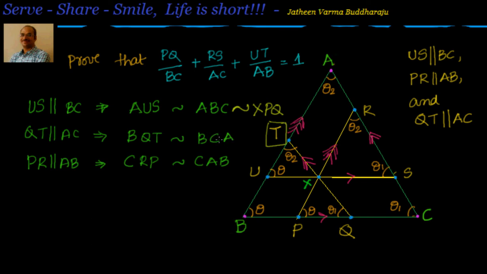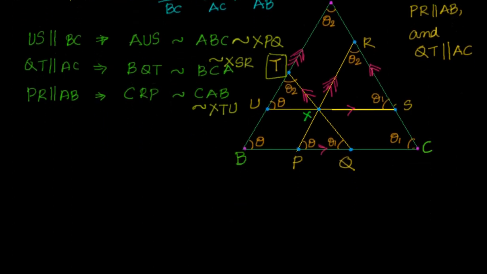Similarly, here you can see not only BCA, that is also similar to, where are we? BCA. That means angles of theta 1, theta 2. So BCA is also similar to XSR. Also CAB, CAB is also similar to XTU. So this is the information we have got. So let's just write it down.